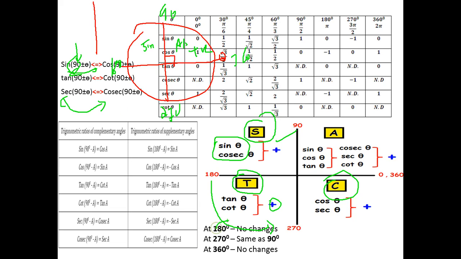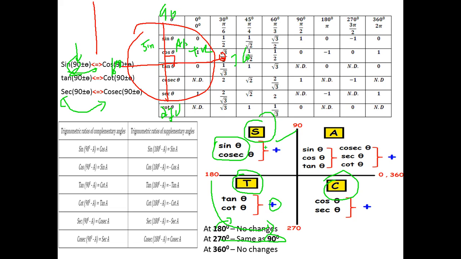Remember, in 180 degrees nothing will be changed. Sine should be sine only, cos should be cos only, tan should be tan, all the ratios should be the same. In 270 and 90 degrees, the ratio should change, same as in 90. Wherever 0, 180, 360, it is nothing but the same. Wherever the 90 multiples are coming, sine should be converted to cos. Likewise, it should be changed.